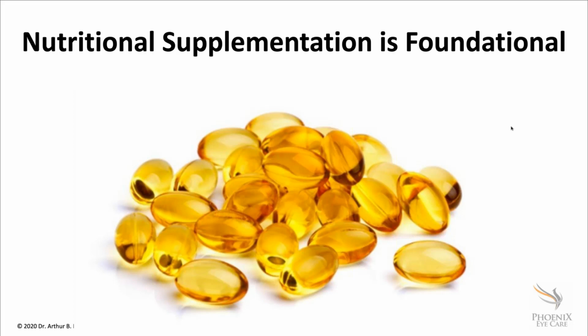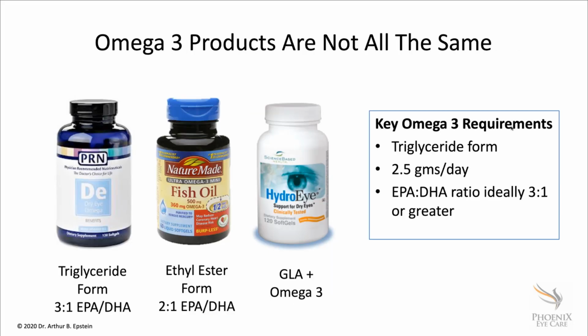Number 1, triglyceride-based omega-3, critically important. Not all fish oils are the same. You want a triglyceride-based omega-3 with a minimum 3-to-1 EPA to DHA ratio. There are 2 products that meet that criteria. One of them is PRN-D3. Excuse me, I should have updated the slide. It's a little old. PRN-D3. And the other one is Nordic Naturals EPA Extra, which is about a 4-to-1 EPA to DHA ratio.